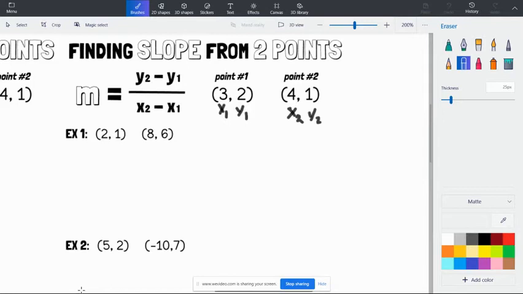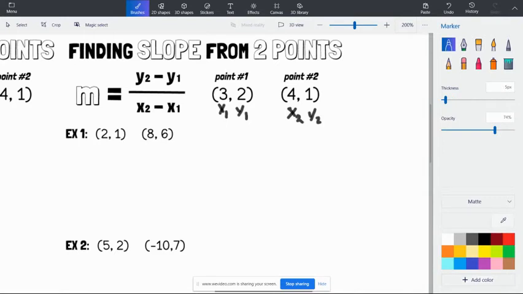Okay, so we have 2 x's and 2 y's. It doesn't matter what order you go in. You can make this point 1, you can make this one 2. It doesn't matter as long as you're consistent. Okay? As long as you don't do something like y sub 2 minus y sub 1 over x sub 1 minus x sub 2, as long as you don't flip one around. But the easiest way to do it is the second one minus the first one over the second one minus the first one. So let's try a problem.